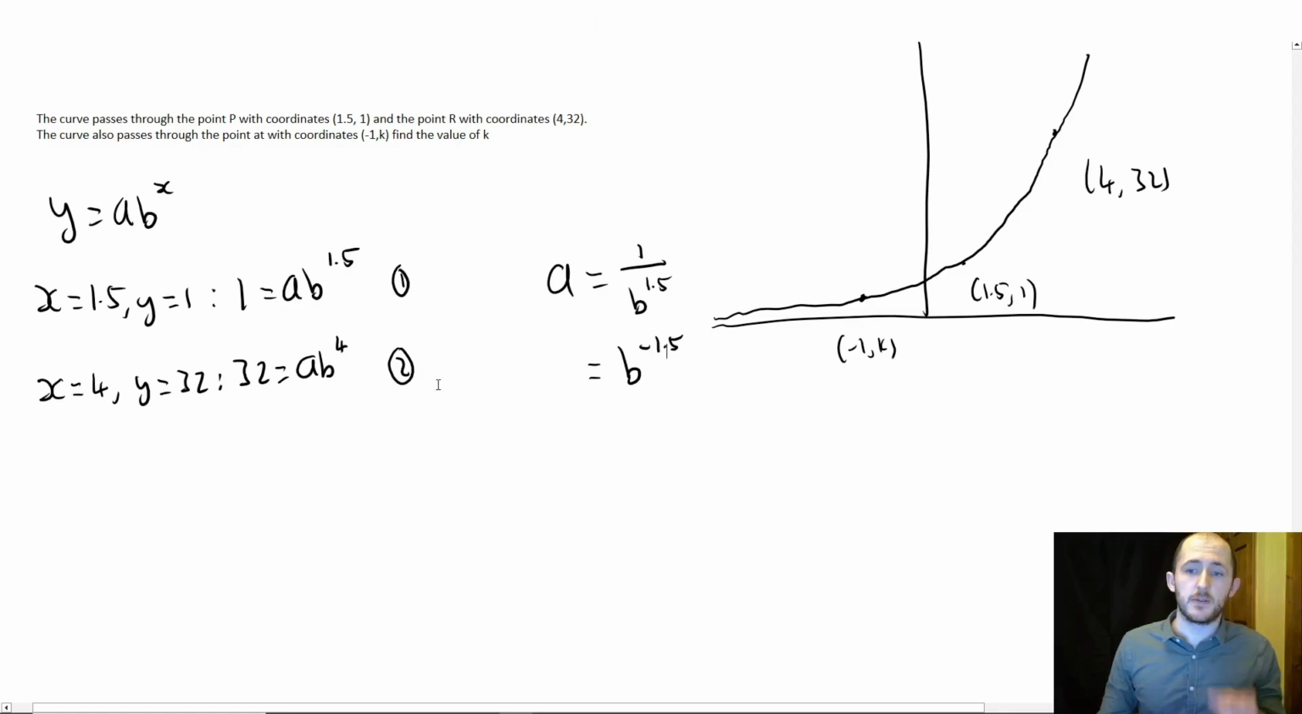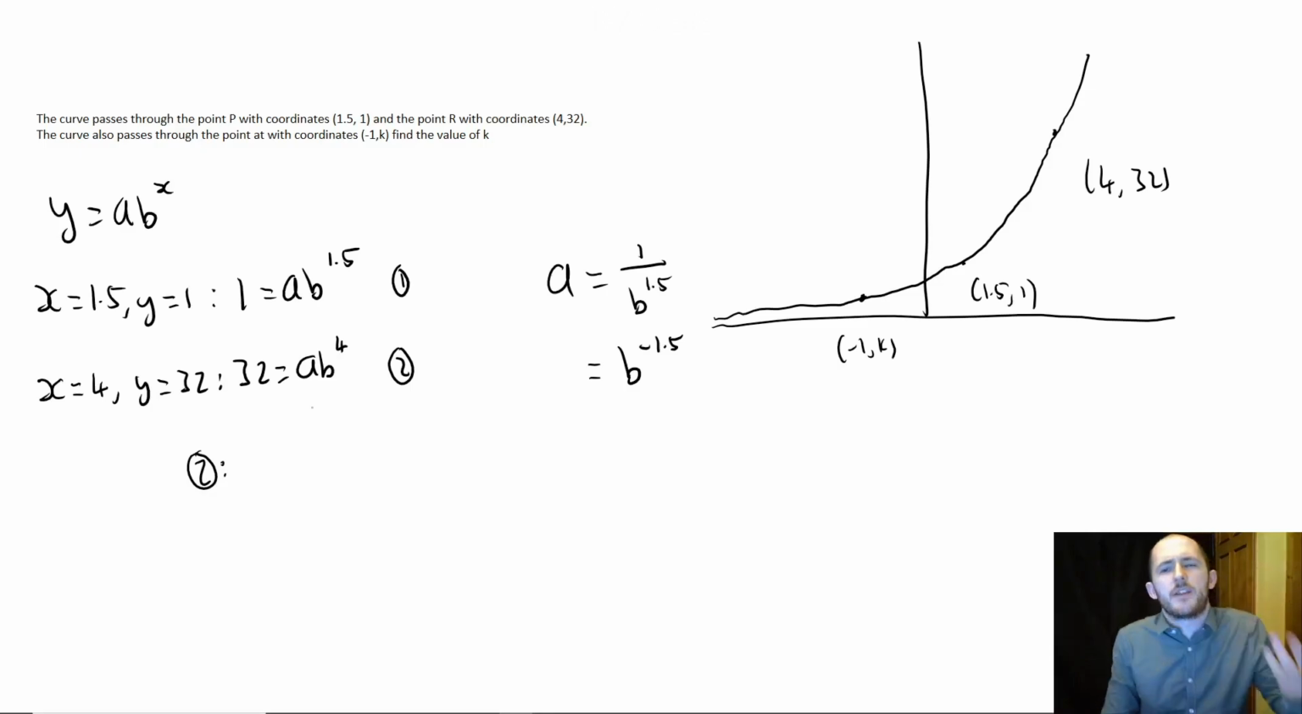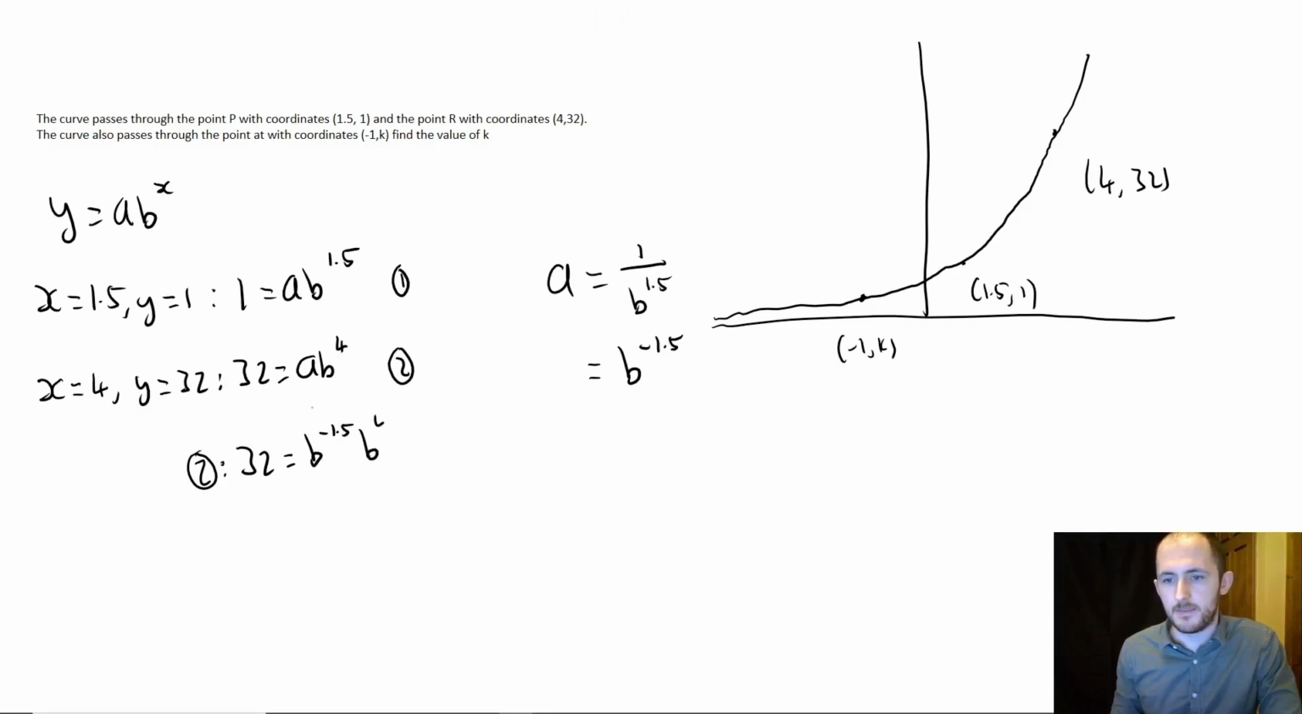Now you have to substitute it into the other equation. You have to. Okay? So now my equation 2 looks like this. And I'll show you a shortcut afterwards. Or at least what I find to be a shortcut. So we have 32 equals b to the power of minus 1.5 times b to the power of 4. Now what happens when I times 2 bases? I add the powers. So that is b, so 4 minus 1.5 is 2.5.